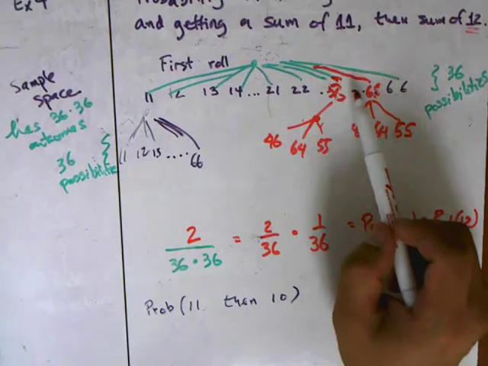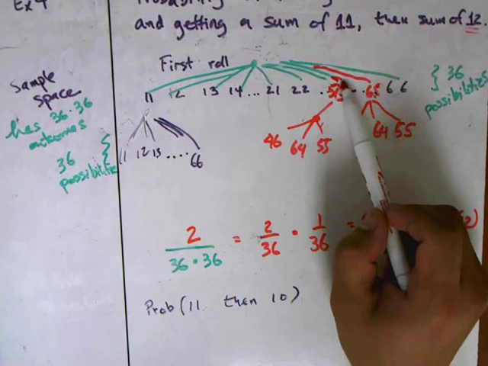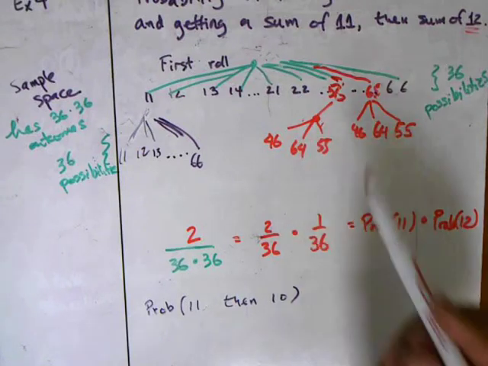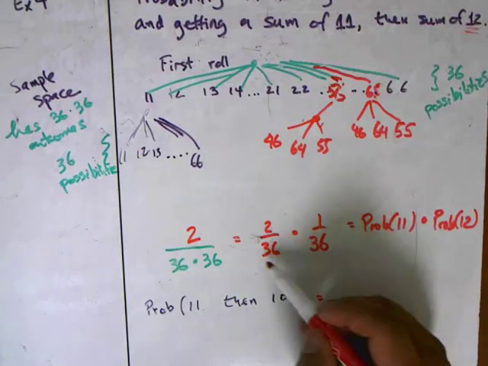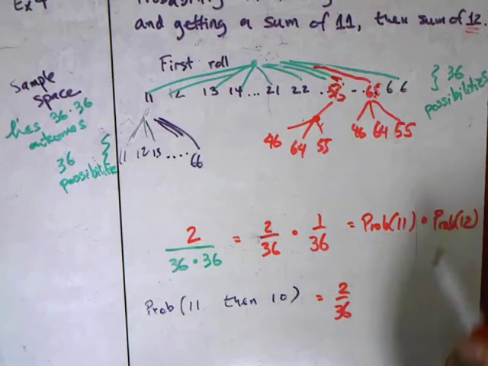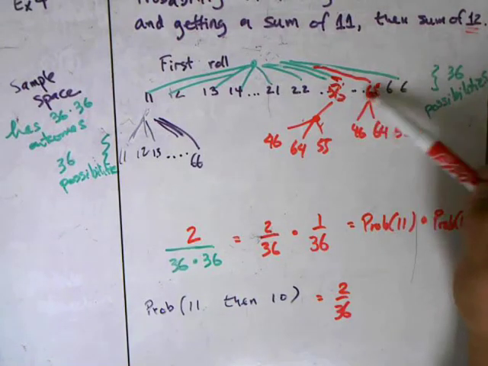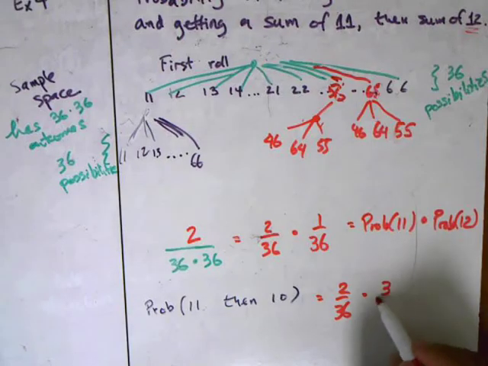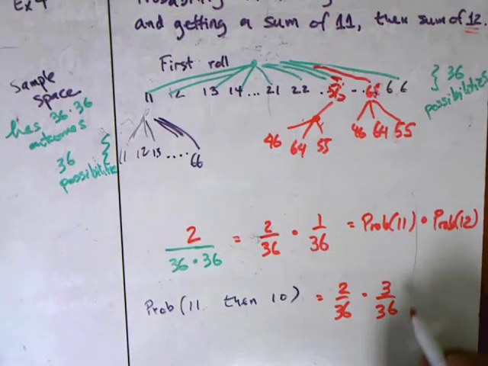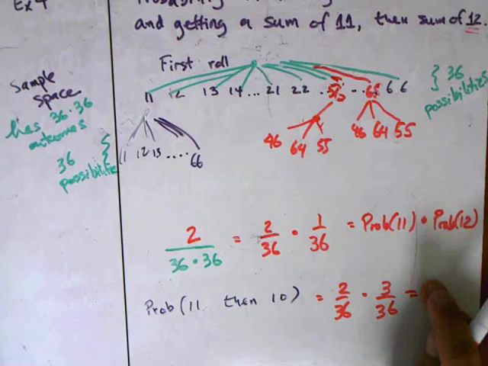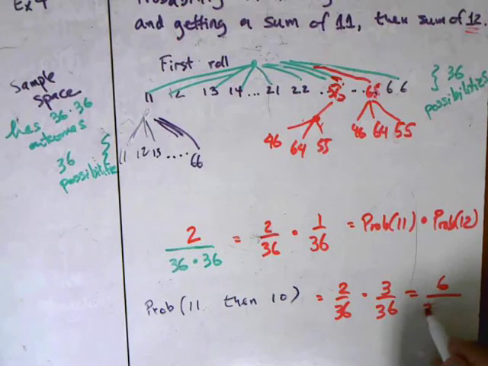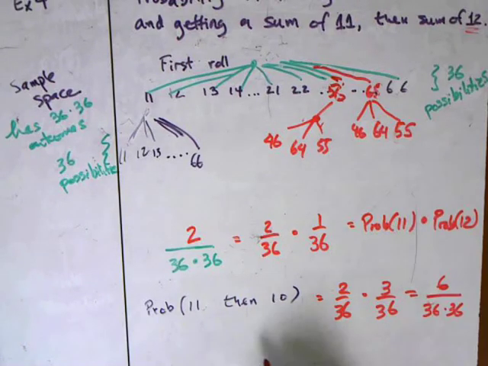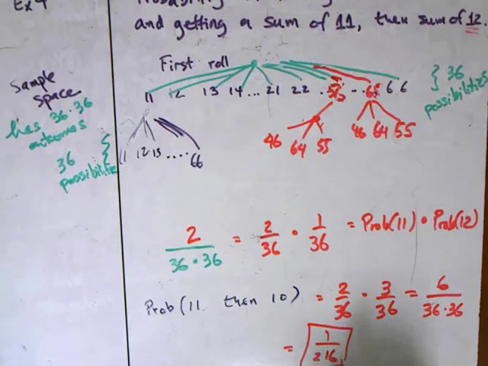Okay, so I could get an 11 by rolling a 5 and a 6, and then for each of those, there's 3 ways of doing this. So on the first roll, there's still 2 over 36 ways, because that's the possibilities of getting an 11. And then for each of those, there are 3 ways of getting this. Okay. So in other words, this is 6 over 36 times 36, which is 1 over 216.